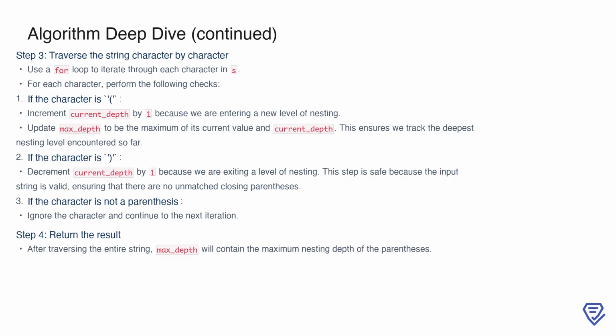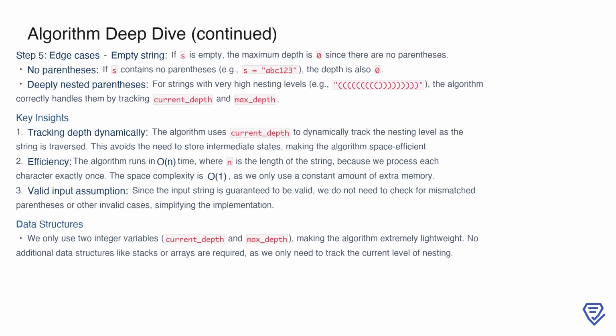of the parentheses. To ensure our solution is robust, we need to consider a few edge cases. First, if the string S is empty, there are no parentheses, so the maximum depth is simply 0. Similarly, if the string contains no parentheses at all, like S equals ABC123, the depth is also 0. On the other hand, the algorithm can handle deeply nested parentheses, such as in the string, where it correctly tracks the depth as it increases and decreases.